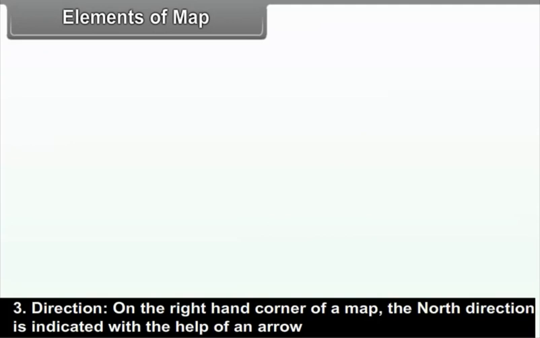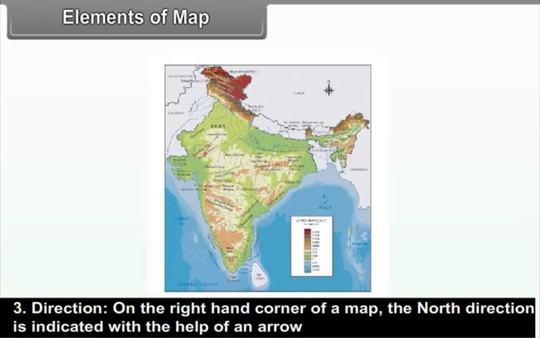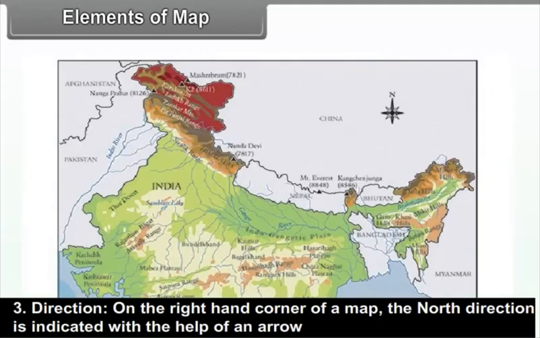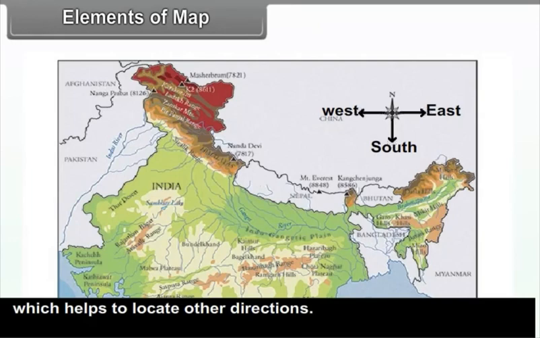Direction. On the other hand, on the right-hand corner of a map, the north direction is indicated with the help of an arrow, which helps to locate other directions.